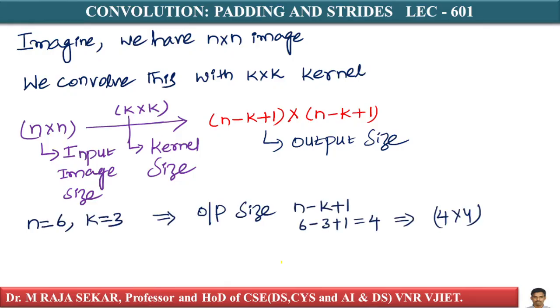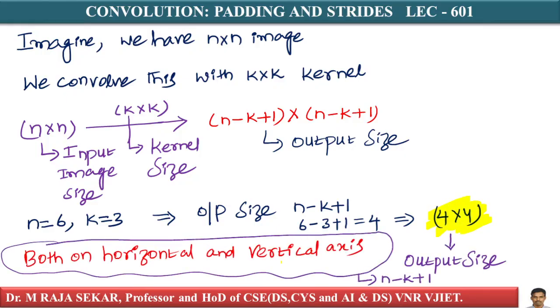Just try to recall the example from the previous lecture: n equals 6, and the kernel size is k by k, that is 3 by 3. In that case, n equals 6 and k equals 3. What is n minus k plus 1? 6 minus 3 plus 1 equals 4. It means my output size is 4 by 4. This is a very simple formula that we can easily derive, because on both the horizontal and vertical axis, you can only have n minus k plus 1. You can visually see it here.